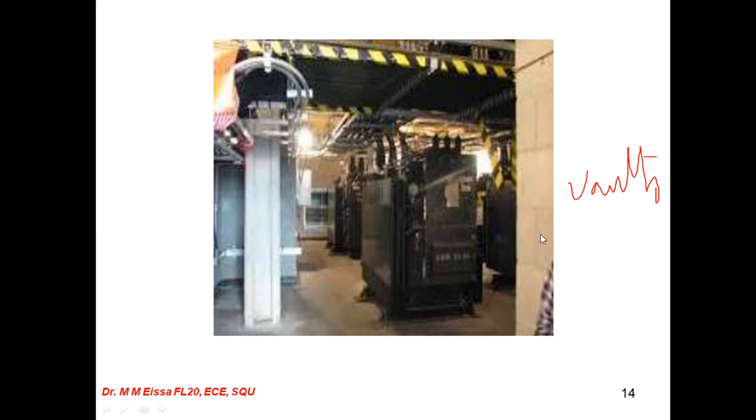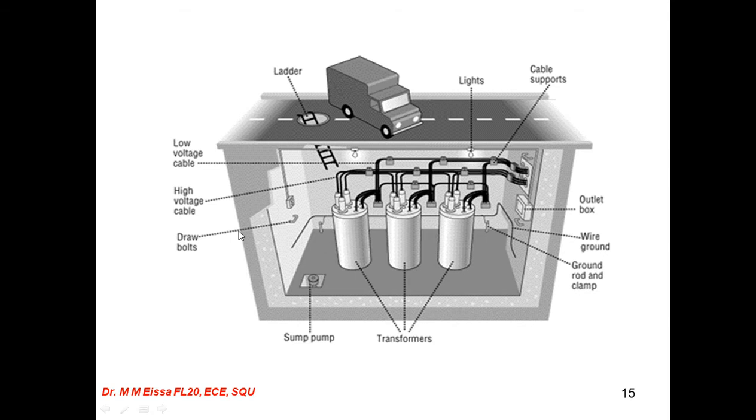So these are the vaults, underground distribution transformers, like a manhole, like this one. So this is underground. This is a cross section to give more details about the connections of the underground transformers. Here are the low voltage cables and the high voltage cables. Here there is a ladder, for example, and lights for maintenance. Here there are some ground rods, here an outlet box, and so on.